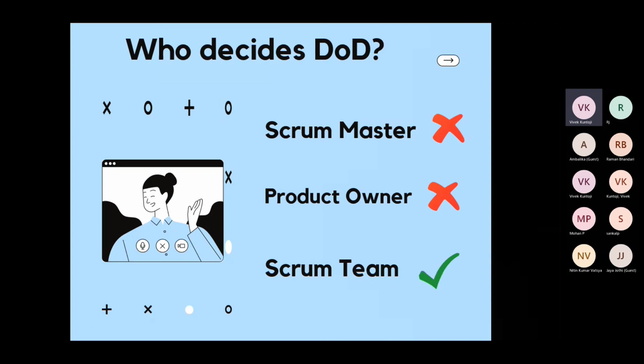Who decides the definition of done? It's not the Scrum Master alone. It's not the product owner alone. It's the entire Scrum team who decides upon the definition of done list. Has anyone seen a deviation, or does anyone feel that it should be done by the Scrum Master or product owner, or that it is written by the Scrum Master and the Scrum Master or product owner dictates the definition of done? Has anyone faced this?